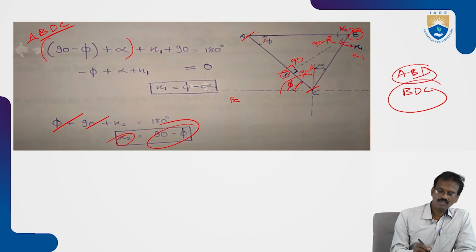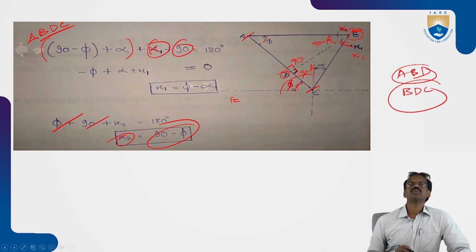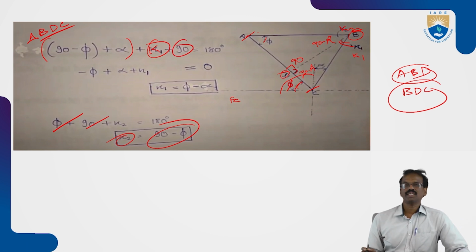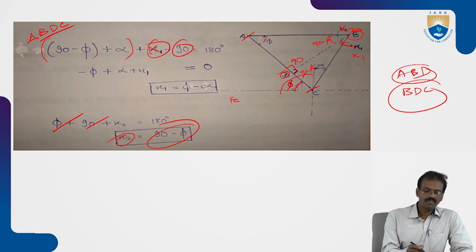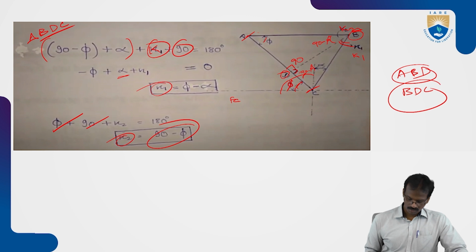This is the K1. This is the angle you have to find out. So this angle is equal to 90, so that is the 90 degrees. So the total sum of the angles is equal to 180. By simplifying this, the 90 will be cancelled, minus phi plus alpha or gamma, anything. So rectangle, plus k1. Then k1 is equal to phi minus alpha. So by using this relationship, you can find out this length.